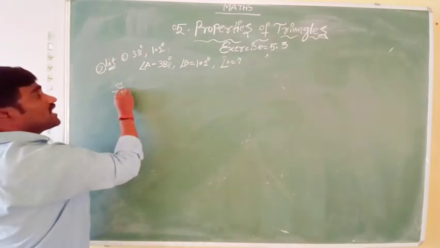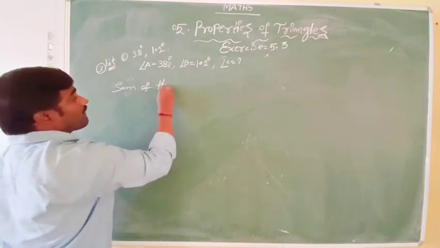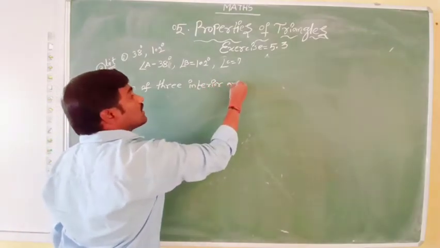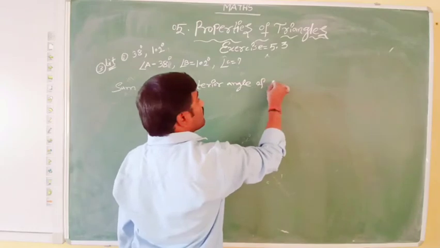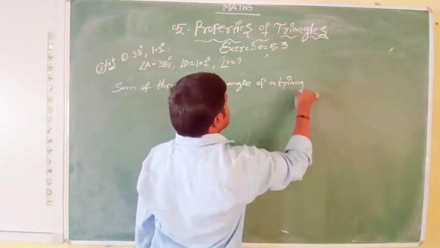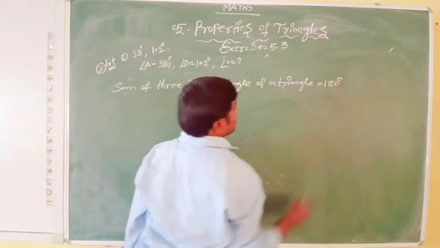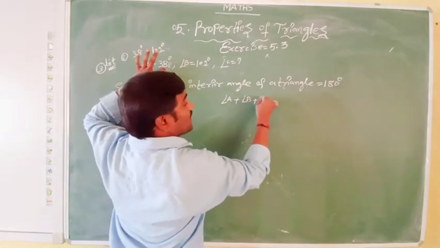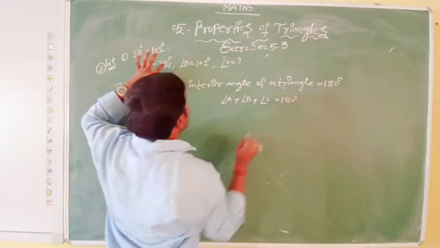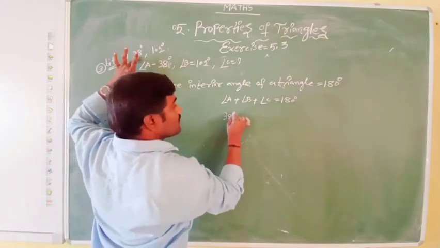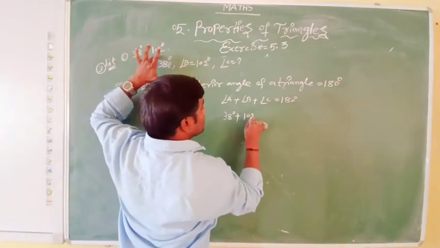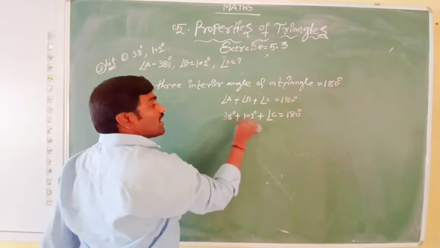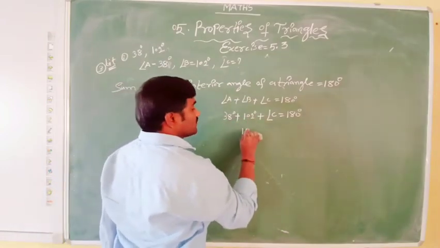We know that the sum of the three interior angles of a triangle equals 180 degrees. Let us assume angle A plus angle B plus angle C equals 180 degrees. Angle A is given as 38 degrees, angle B is given as 102 degrees, and angle C we need to find out. Add these both and you will get 140 degrees.